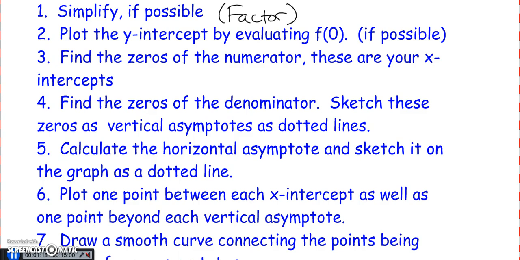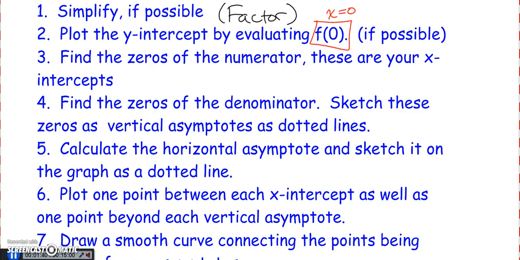Find the y-intercept. You find the y-intercept by doing f of 0. Replace x with 0 and solve. Again, sometimes you'll be able to find the y-intercept, sometimes you won't. Not every graph has a y-intercept, or it might be undefined there.